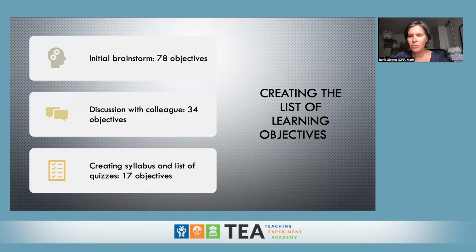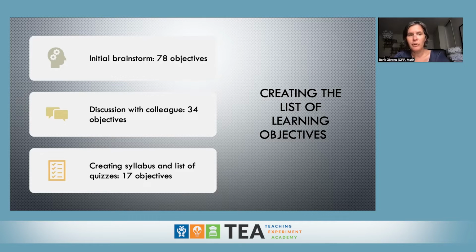And then I went and talked to a colleague, Stacy Musgrave, who was also in this group. And she became pale and was like, no, that's way too many. You need to cut it down to something like 15. And I thought, well, that's impossible. I can't do that. They need to know all of these things. They're all equally important to me. But after talking to her, I boiled it down to 34.